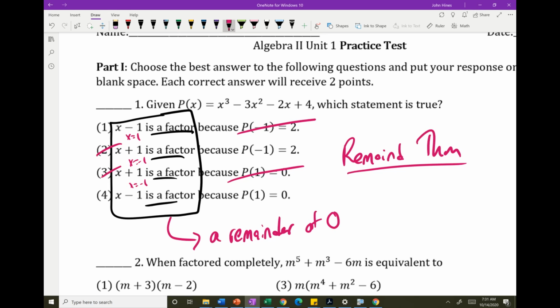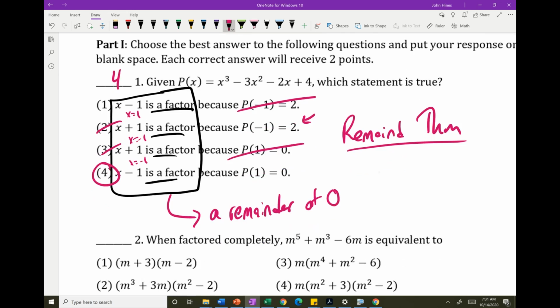So what makes me a factor? Well, when I plug in the opposite number, the output is the remainder. So that's why it's choice 4. Because the remainder I don't want to be 2. This would tell me the remainder is 2. I want a remainder of 0 to be a factor.